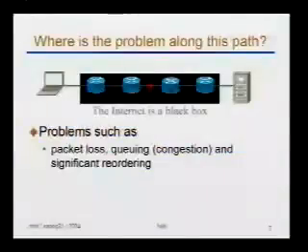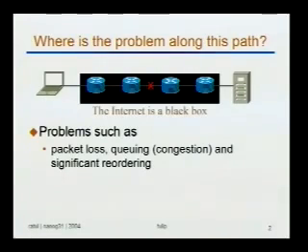So let me start my talk with a very simple question. If given a problem path, let's say from that laptop to that server-looking box over there, and I'm talking about problems such as packet loss, high queuing, or significant reordering along the path, what would you do to figure out where exactly along that path the problem is?